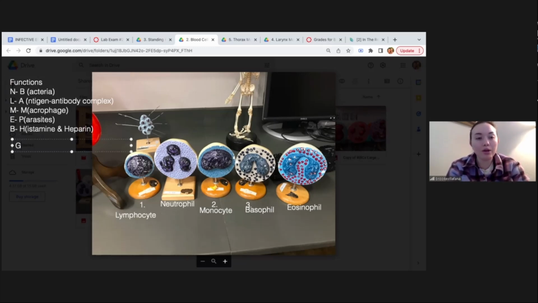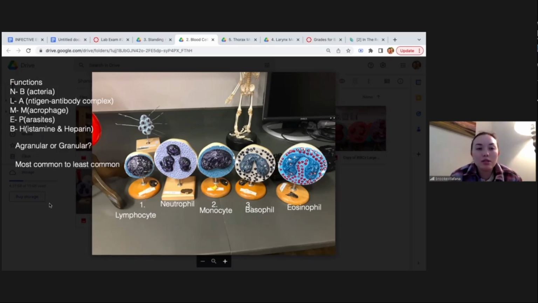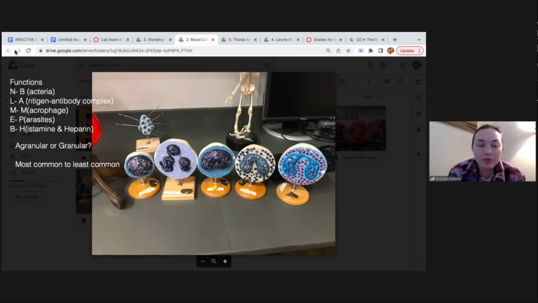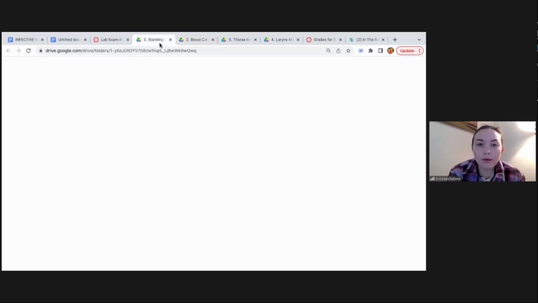And then you would want to know whether they are agranular or granular. That would be another question, which you guys know. Agranular is site, granular is fill. And then you would also need to know most common to least common for your test. Okay, so those are the different things that you would want to know for the test. Identify them, their function, agranular or granular, most common to least common. All right, any questions there? Is that pretty clear to everybody? I know you've already covered this stuff before, so hopefully that was just a quick review and you're good on that.